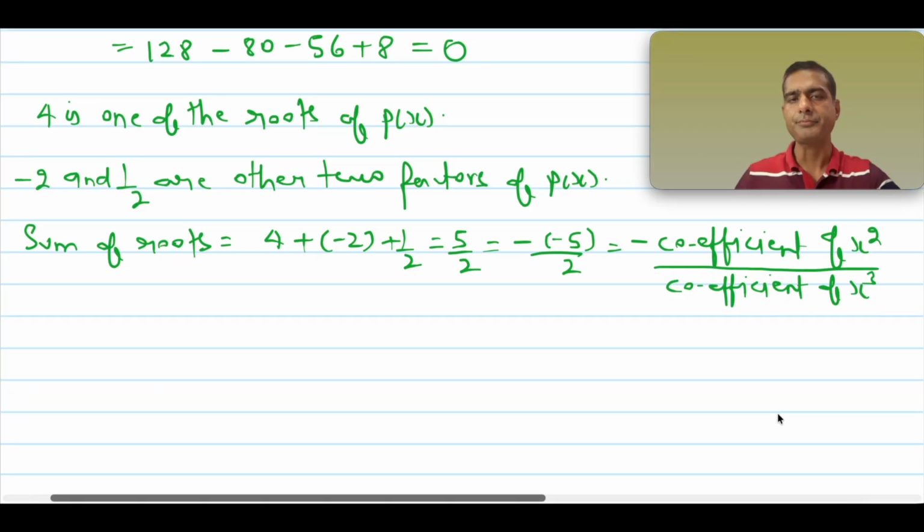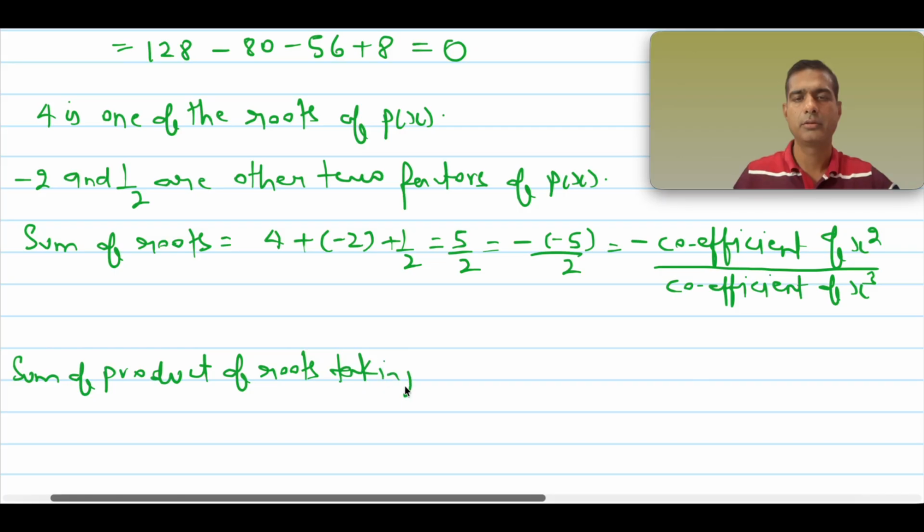Now, in the case of a quadratic equation, we had only 2 roots, but in case of a cubic equation, we have 3 roots. So we can try to find out the sum of the product of roots taking 2 at a time.